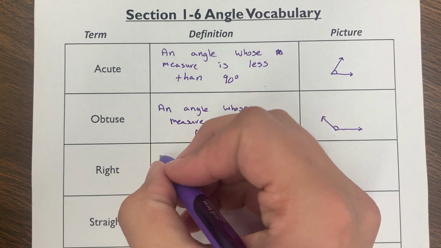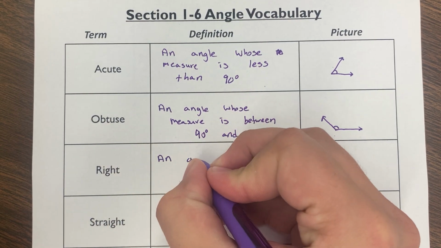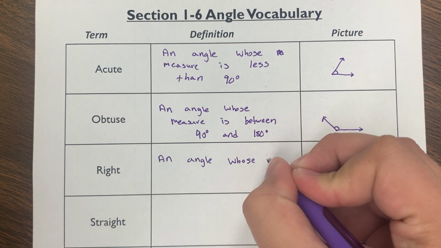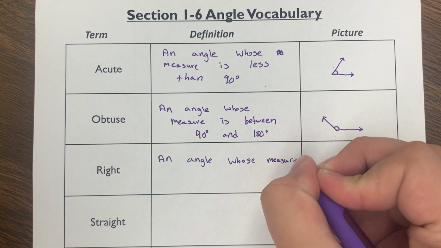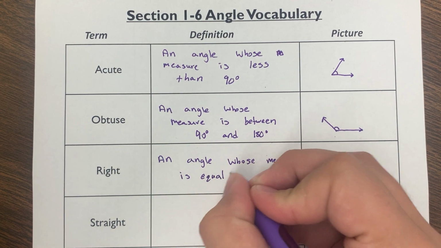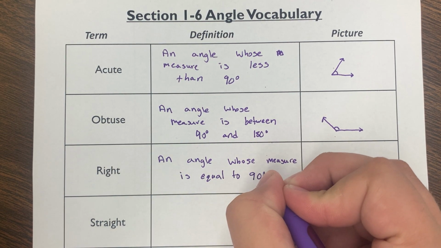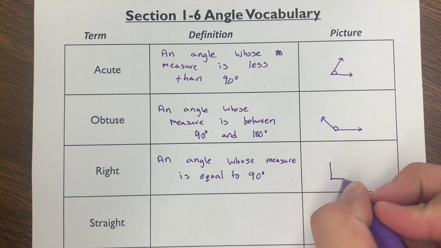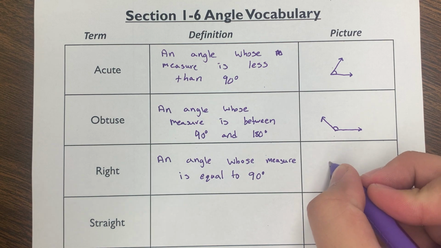Which brings us to our right angle. A right angle is an angle whose measure is equal to 90 degrees. It can't be anything less than or anything more than 90. It's exactly 90. And when that happens, we have an angle that looks like this.